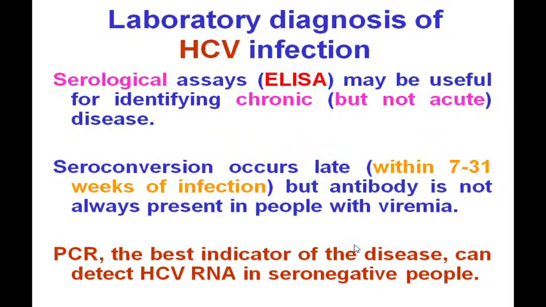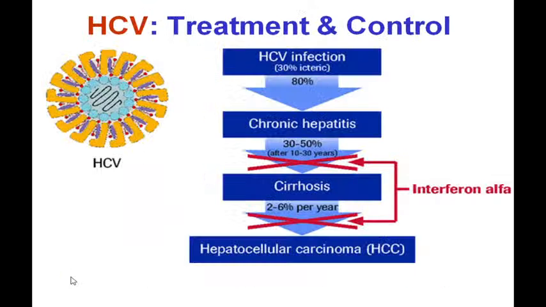But without any doubt, the best way to diagnose hepatitis C infection is polymerase chain reaction. This is the best indicator of the disease, and it also allows us to detect the presence of the infection and to perform the differential diagnosis, even in people without antibodies.